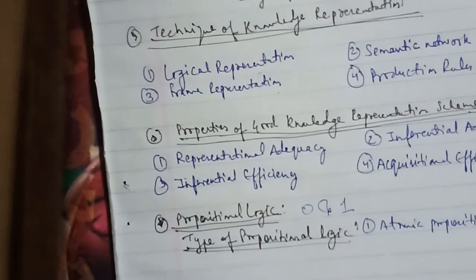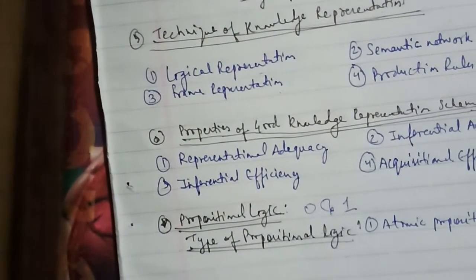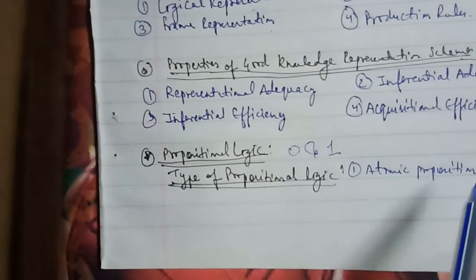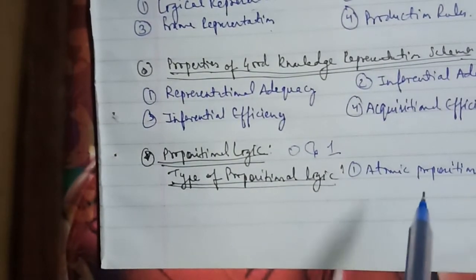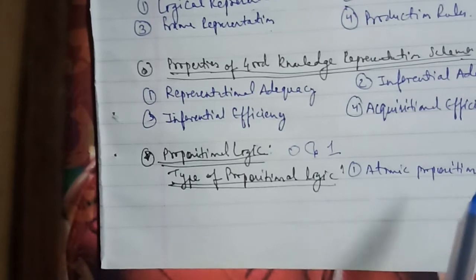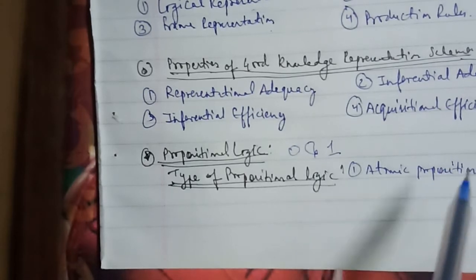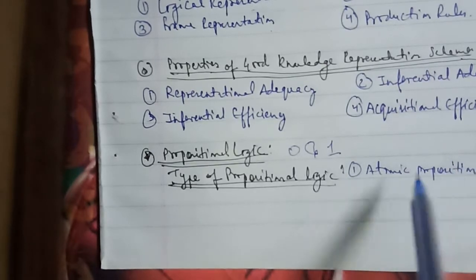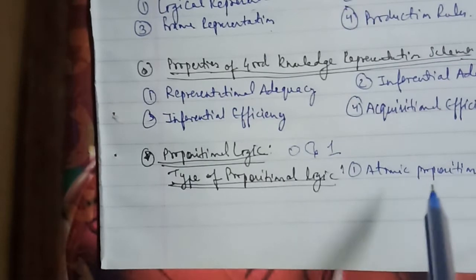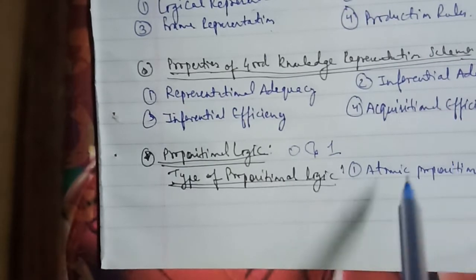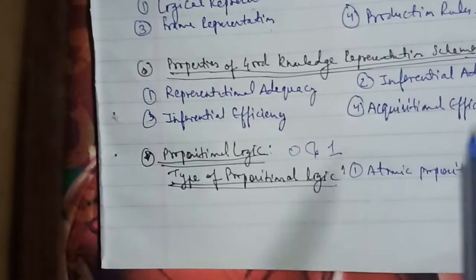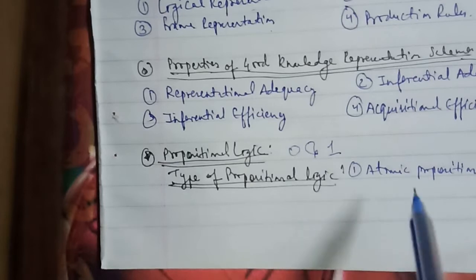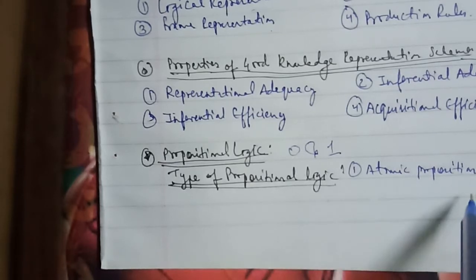In atomic propositions, atomic propositions are the simplest propositions, and each consists of a single proposition symbol. These are sentences which must be either true or false. For example, 2 plus 2 is 4 is an atomic proposition as it is a true fact. And the sun is cold is also a proposition as it is a false fact. So these are the things that come under atomic propositions.